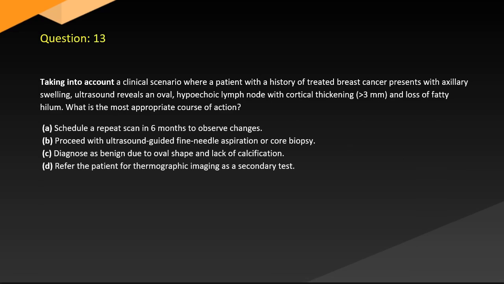Question 13. Taking into account a clinical scenario where a patient with a history of treated breast cancer presents with axillary swelling, ultrasound reveals an oval, hypoechoic lymph node with cortical thickening of 3 mm and loss of fatty hilum. What is the most appropriate course of action? A. Schedule a repeat scan in 6 months to observe changes. B. Proceed with ultrasound-guided fine needle aspiration or core biopsy. C. Diagnose as benign due to oval shape and lack of calcification. D. Refer the patient for thermographic imaging as a secondary test.